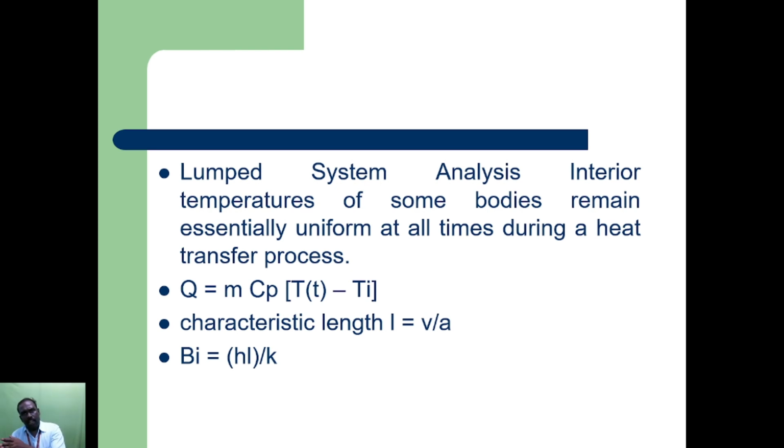Delta T is the temperature difference, and heat transfer takes place only when there is a temperature difference. So Q equals m C_p delta T. Now we are going to discuss the characteristic length L. L equals V by A, where V is the volume of the body and A is the heat transfer area. That length we have to substitute in L.